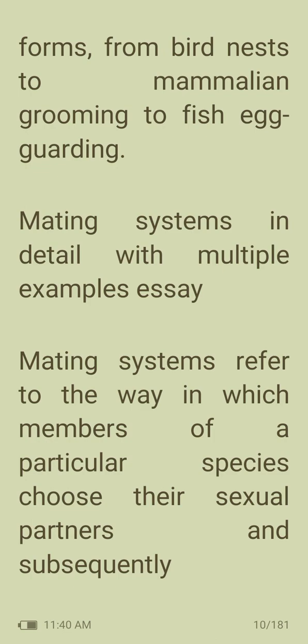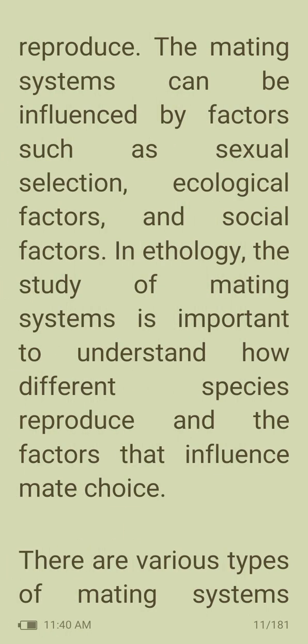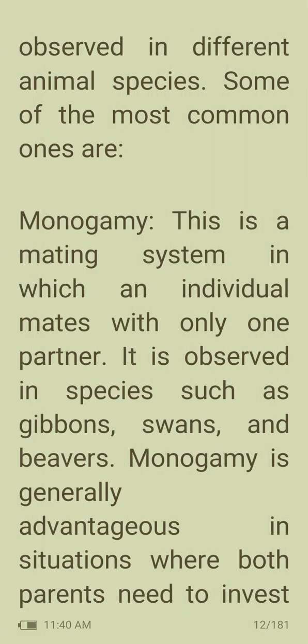Mating systems refers to the ways in which members of a particular species choose their sexual partners and subsequently reproduce. The mating system can be influenced by factors such as sexual selection, ecological factors, and social factors. In ethology, the study of mating systems is important to understand how different species reproduce and the factors that influence mate choice. There are various types of mating systems observed in different animal species.